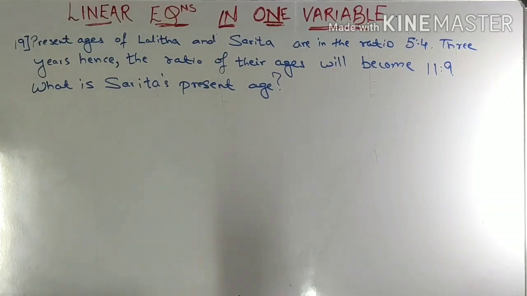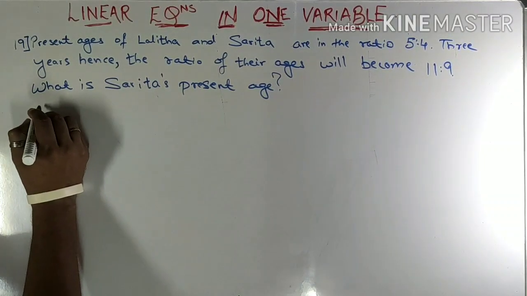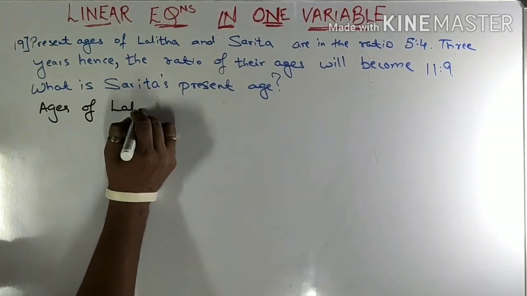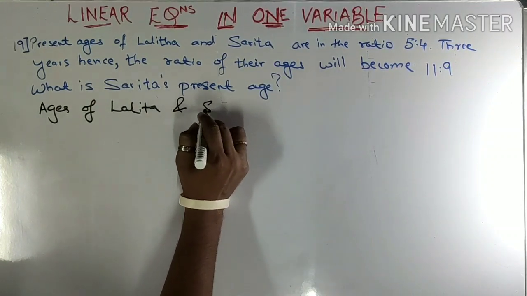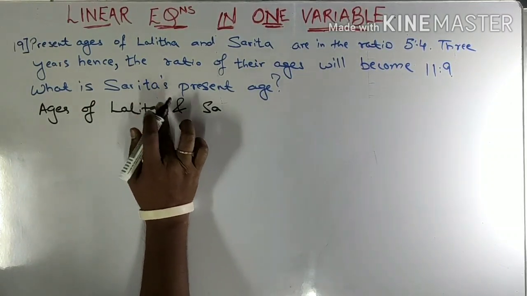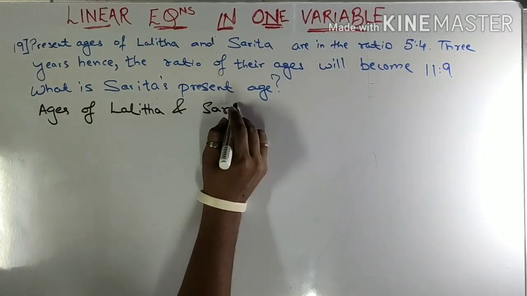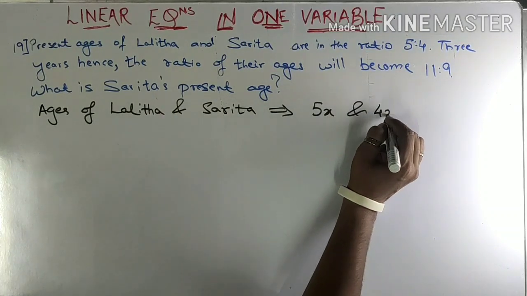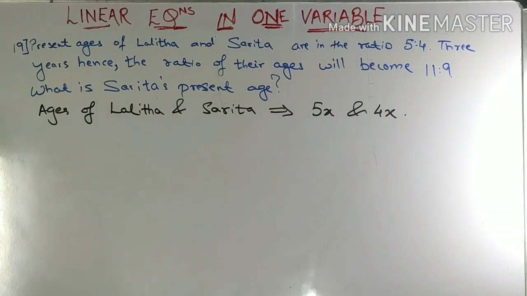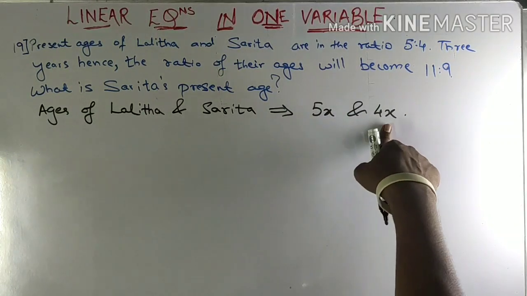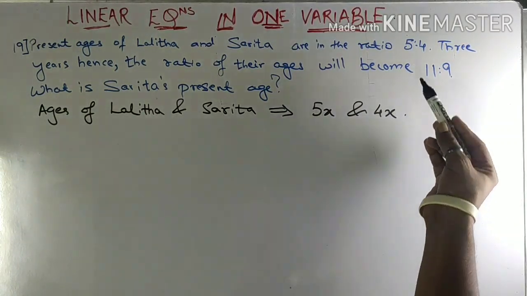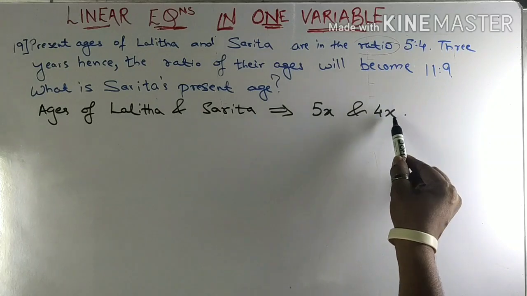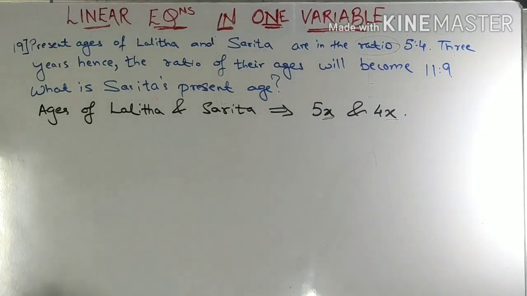So when we take the common multiple as x, the ages of Lalita and Sarita become 5x and 4x. Okay, so present ages of Lalita and Sarita become 5x and 4x because x is a common multiple, as we have a ratio and we have studied in the previous videos that if it's a ratio, we can take a common multiple for both the values.